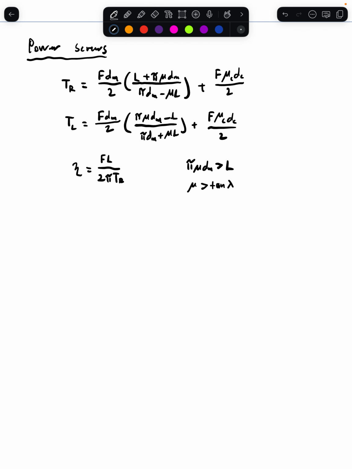So for this L here, L equals the number of starts times the pitch of the screw. So if you have a multi-start screw, even though your pitch might be 0.2 inches, it's actually going to travel twice that far per rotation. So that's why you multiply by the number of starts. So it'd be 2 times 0.2, or whatever your pitch is.